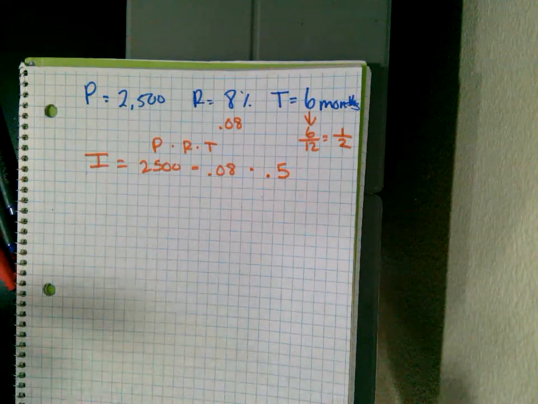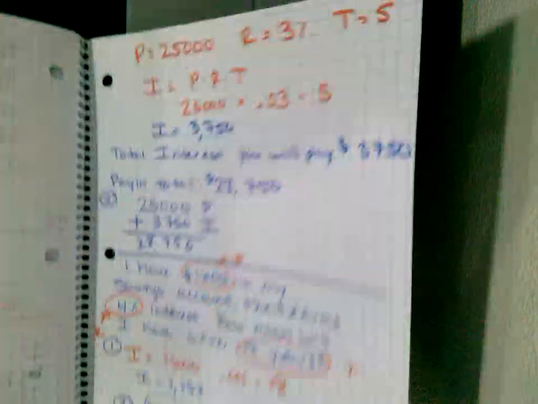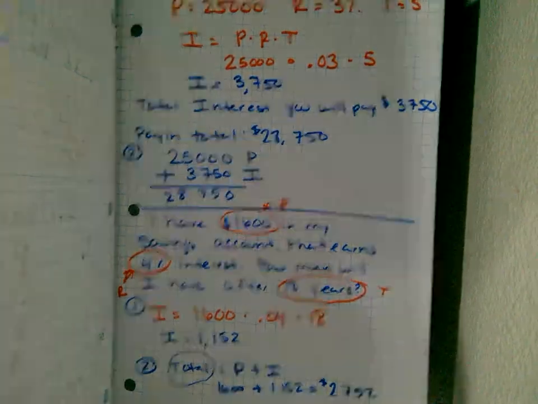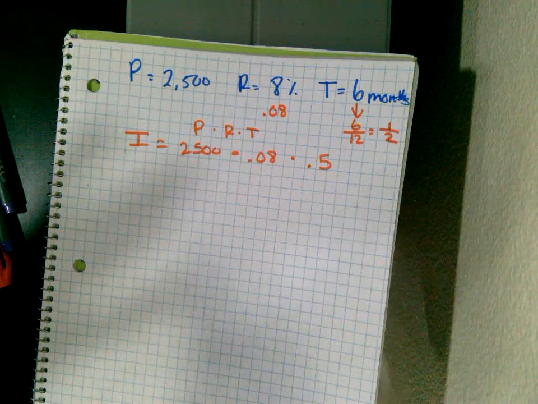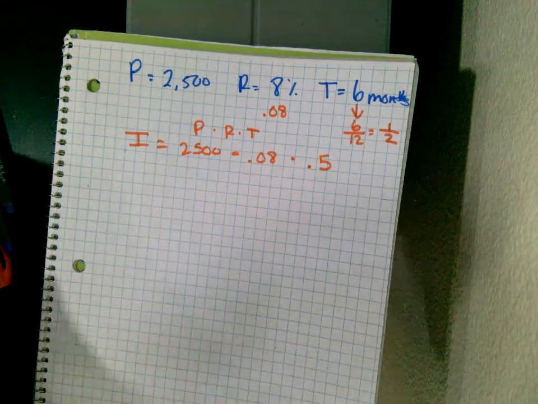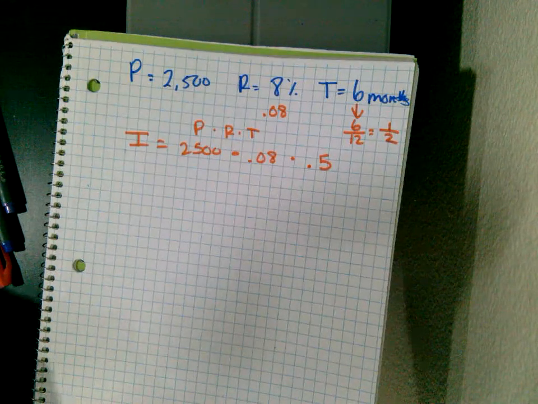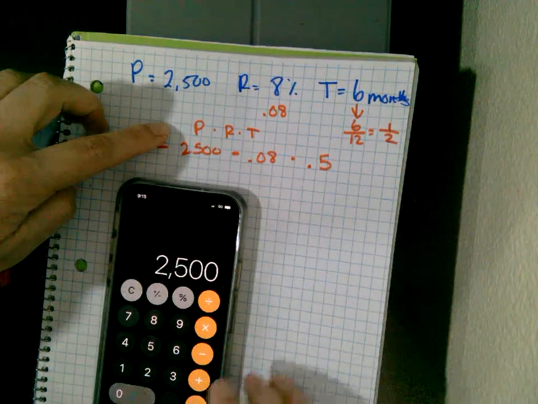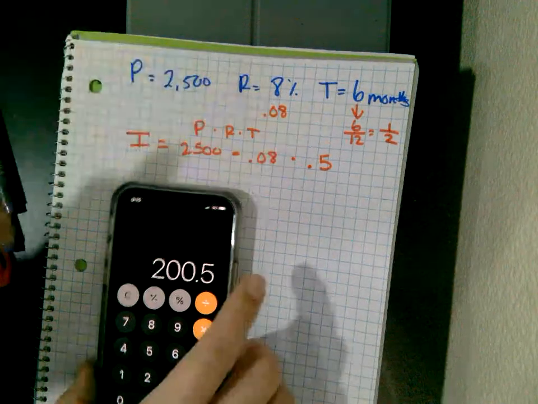So if you were to get this on a test, the first question would be like the question over here. It would be in years. And then if you get that one right, they might throw in a month just to see if you really know how to do the next level, because this takes a little bit more effort. So I'm going to plug this in. 2,500 times 0.08 times 0.5.